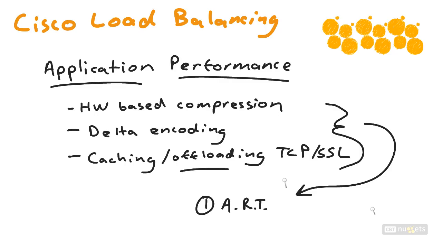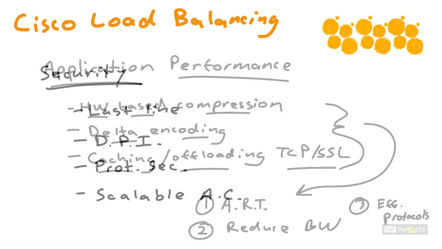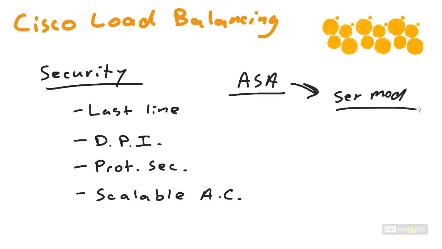The clever caching and even offloading of key traffic forms like TCP and secure socket layer. Now, I think one of the areas that my students are most surprised about is security capabilities in the Cisco ACE. Now, admittedly, this is not by any stretch of the imagination our primary security appliance. We're, of course, going to rely on the adaptive security appliance or an ASA service module for our primary security in our data center.